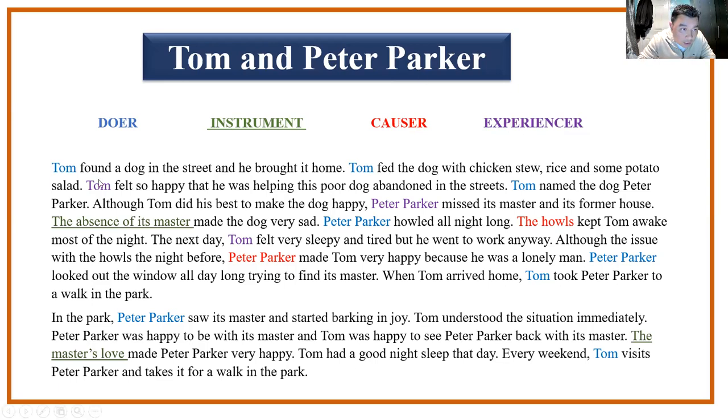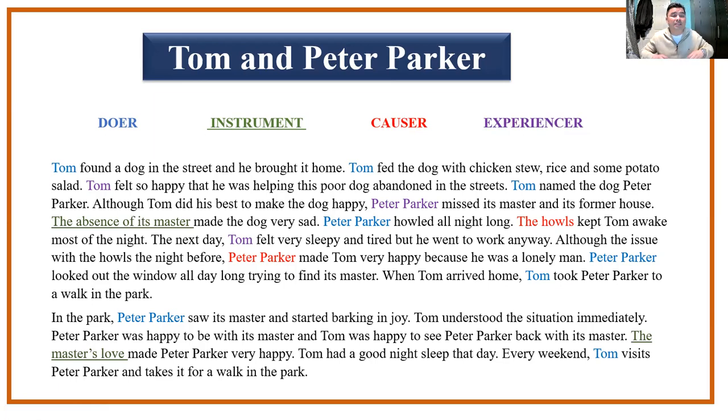Now over here, on the purple, the experiencer: Tom felt so happy he was helping this poor dog. So he experienced happiness by helping this dog. So I put this subject role as experiencer. Peter Parker missed his master and his former house. This is an experiencer again. The absence of his master in his former house made Peter Parker miss it, and I'm sure he was sad about it. So I think this is an experiencer role.